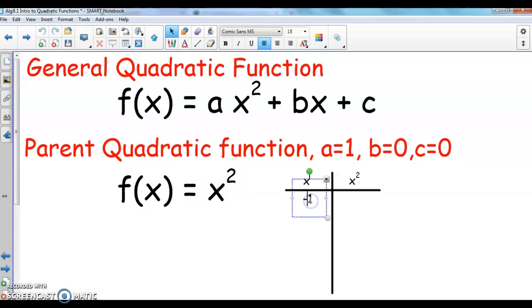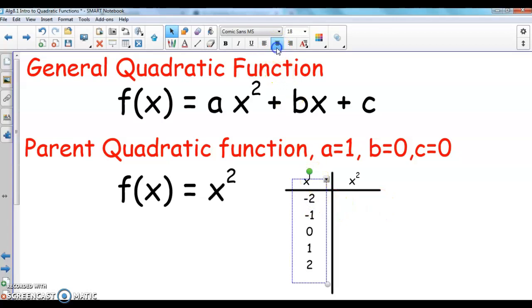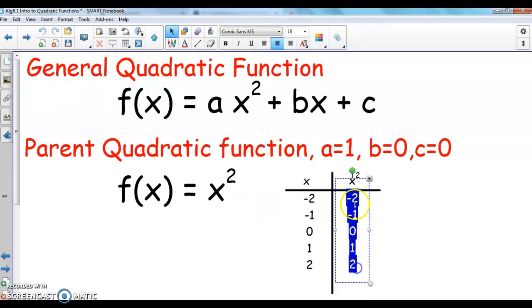Previously, you were asked to graph the parent function by completing a table of values for x from -2 to -1, 0, 1, and 2. To get the values of x squared, all you needed to do was square each number. So when you square -2, you get 4. When you square -1, you get 1. Zero squared is 0. 1 squared is 1, and 2 squared is 4.